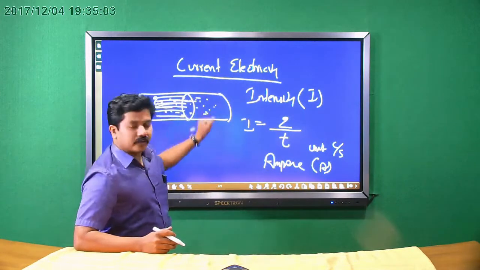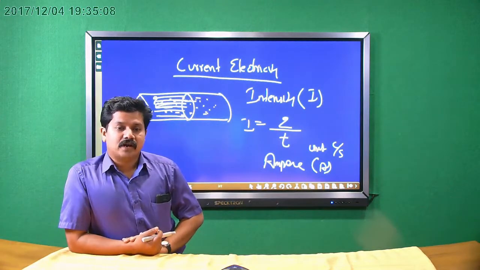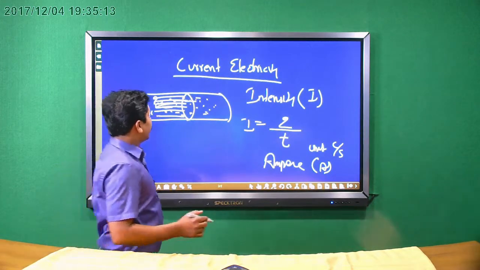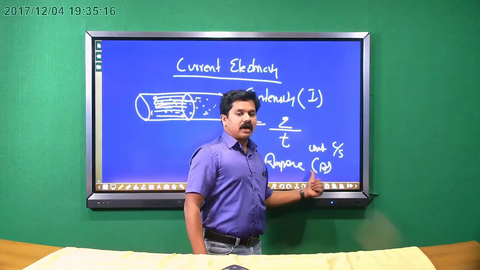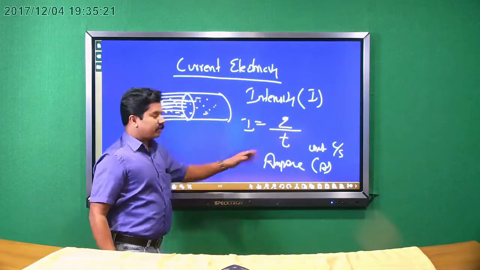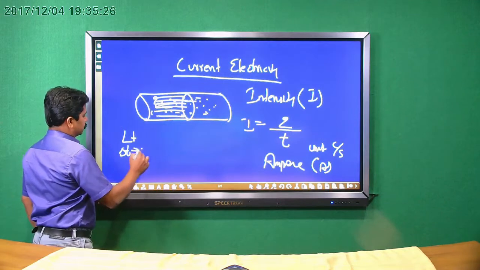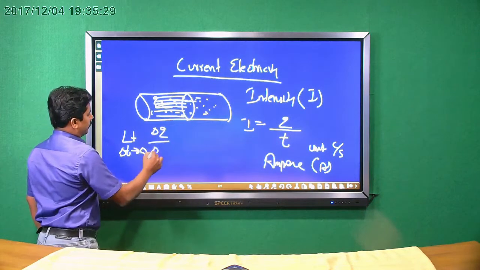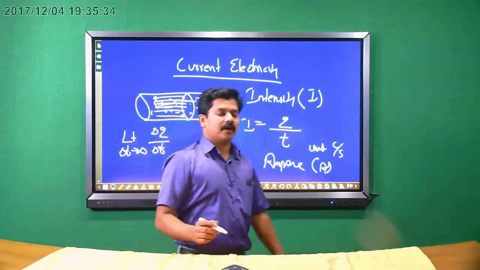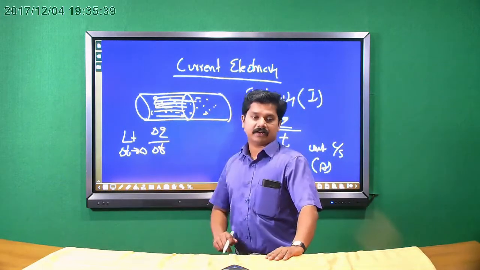When charge flows through any cross section of the conductor, the intensity of electric current is the total amount of the charge crossing any cross section of the conductor in unit time. The unit of electric current is coulomb per second or ampere, Q by T. So this is the average current, that is Q by T. Instantaneous current we can say is the limit delta T tends to 0, delta Q by delta T. At any instant, the charge flowing through the cross section of the conductor will be limit delta T tends to 0, delta Q by delta T.